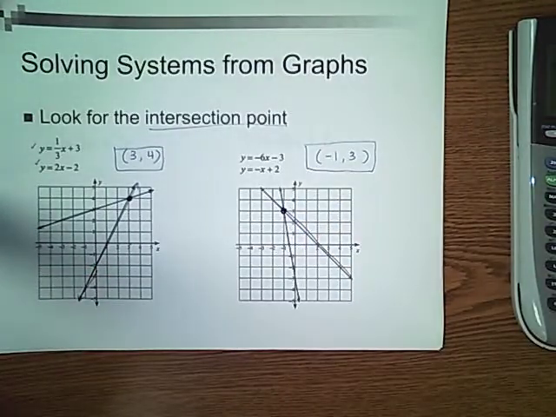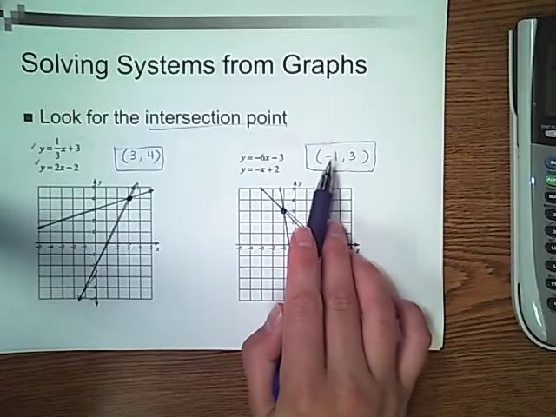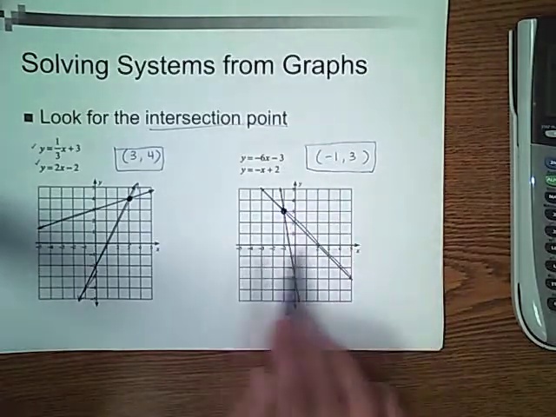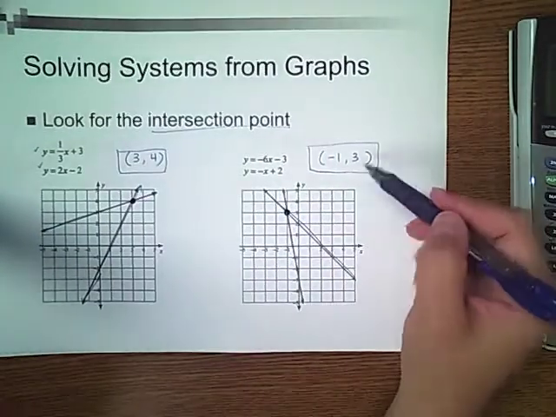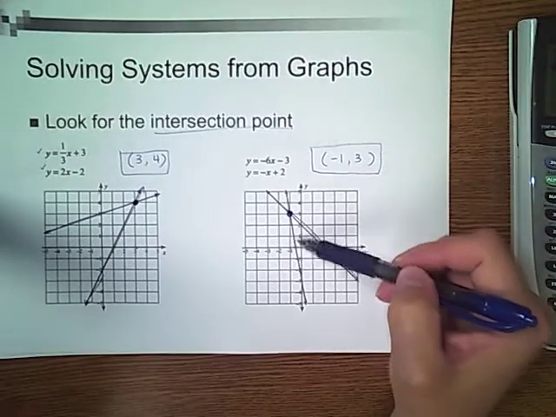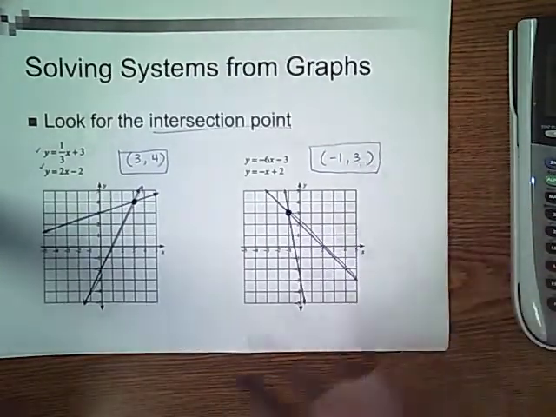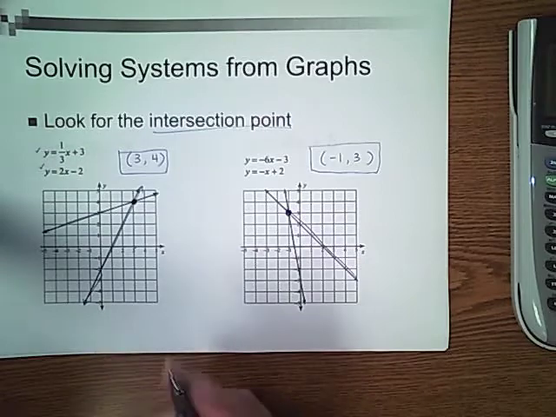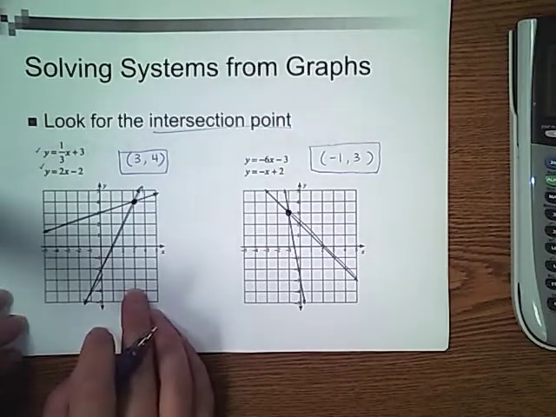I'm just looking for that point where they intersect. You just have to be really careful. Always go left and right first in the x direction, up and down is the second number. Okay, and know that if you go left or down, it's going to be a negative number. All right, so looking for that intersection point when we're solving from a graph.